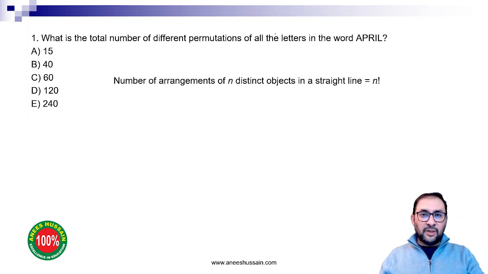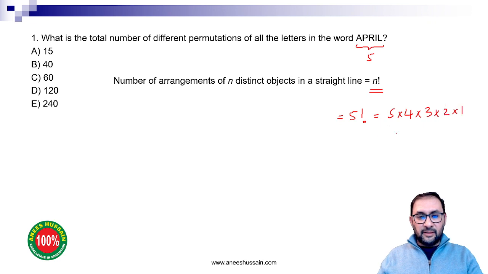So whenever you are arranging a certain number of distinct different objects in a straight line, the number of ways of doing that is n factorial. So because there are 5 letters over here, we'll simply do 5 factorial, and 5 factorial, I hope you all know, is 5 into 4 into 3 into 2 into 1, which becomes 120. So the answer is 120. That is option D. I hope this is clear. A very straightforward question to begin with.